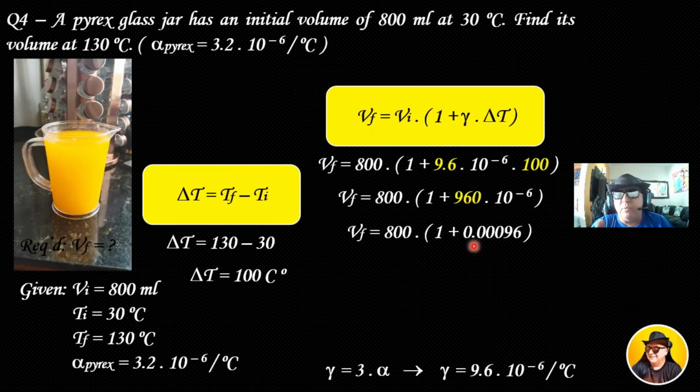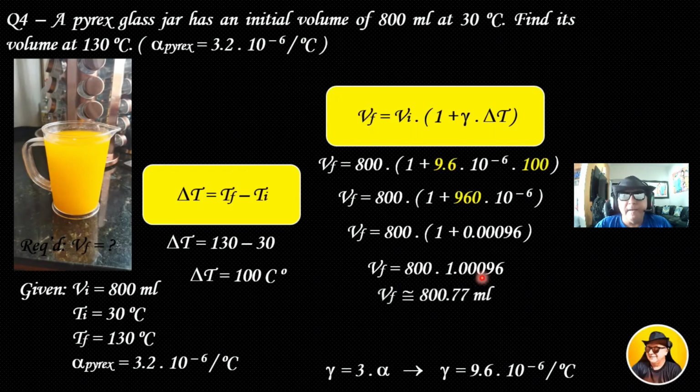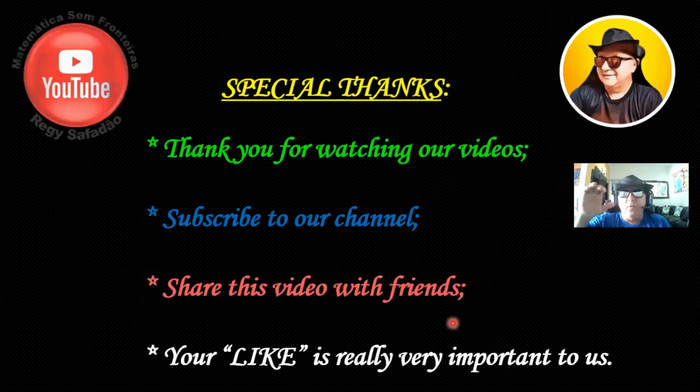So the result is 0.00096. Now I'm going to sum 1 plus 0.00096. It means that this number 1 is going to be written here. Can you see? So 1.00096 is the result. Now we are going to multiply 800 by 1.00096. That means the final volume is about 800.77 milliliters.